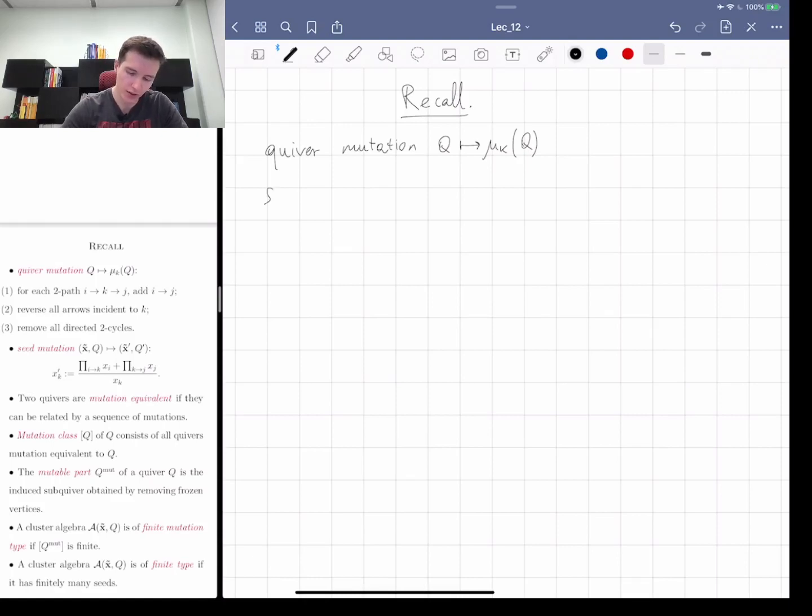Similarly, there is seed mutation. Remember, a seed is a pair consisting of a quiver and a labeling of the vertices of the quiver by some rational functions. And when you mutate, you get a mutated seed.